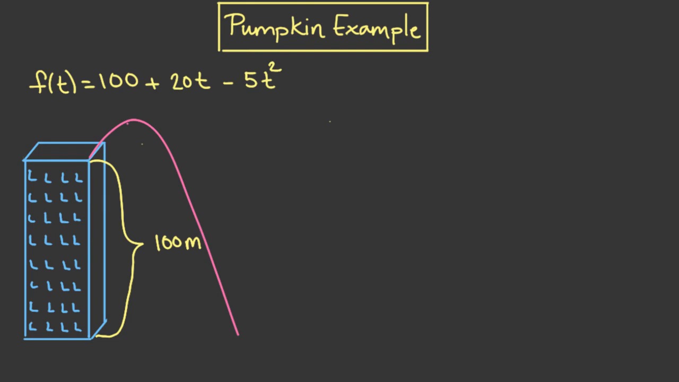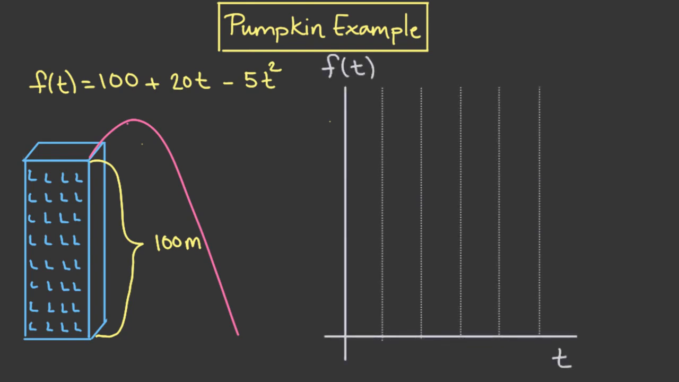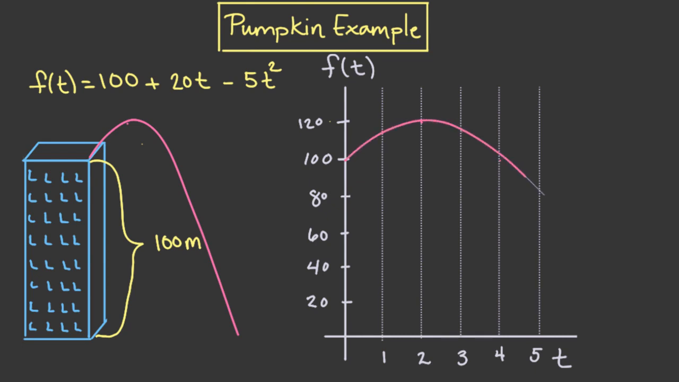Now, we're interested in the tangent line to this function, so let's draw a graph. The vertical axis, f of t, is measured in meters, and the horizontal axis, t, is measured in seconds. Here is 100 meters, the height of the building, and each tick mark along the vertical axis is measured in units of 20 meters. Each horizontal tick mark is 1 second. Let's plot a few points, and here is our graph.